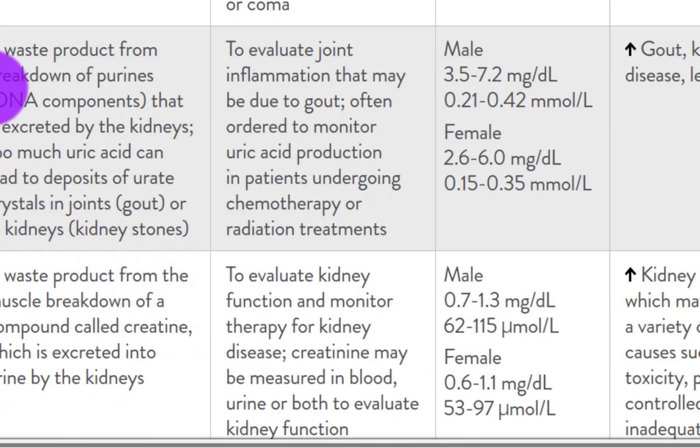Uric acid. Uric acid is a waste product from the breakdown of purine, a DNA component, that is excreted by the kidney. Too much uric acid can lead to deposit of urate crystals in joints, gout, and in kidney stones. To evaluate joint inflammation that may be due to gout, in order to monitor uric acid production in patients undergoing chemotherapy or radiation treatment. Male from 3.7 to 7.2 milligram per deciliter, female 2.6 to 6 milligram per deciliter. Increase in gout, kidney disease, and leukemia.